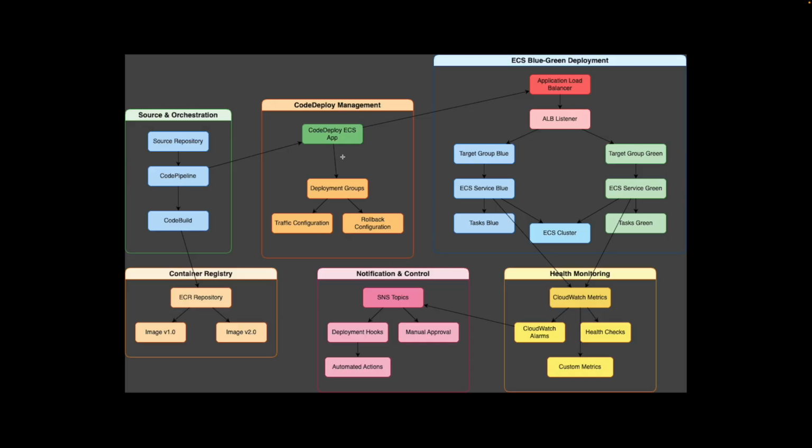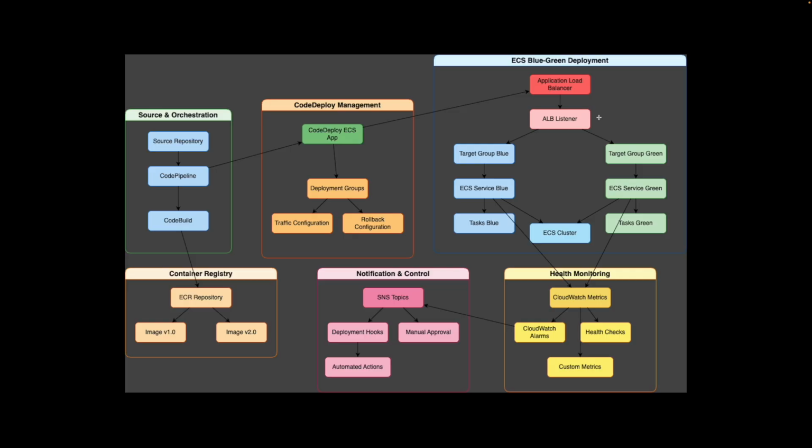I am using ECS with Fargate for containerized deployment, and we have blue green deployments here. You see these two paths. Blue represents our current production and green represents our new version. The application load balancer routes traffic between them.